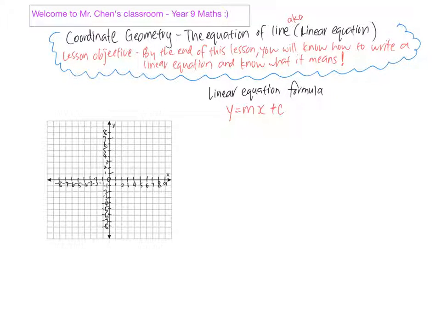Linear equations are probably one of the easier topics compared to quadratic equations, which are quite a lot harder. So let's begin. The linear equation formula is actually the grand total of what you have learned from the last few videos. Last few videos we talked about how to label your Cartesian plane, which is right here.